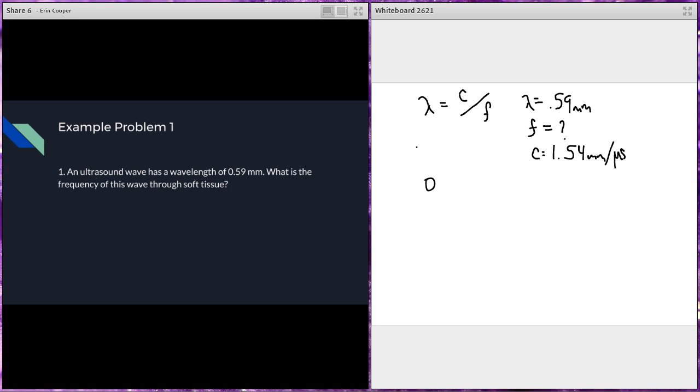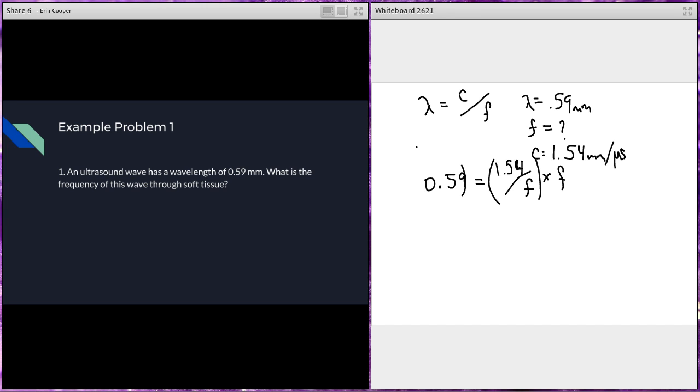So we've got 0.59 equals 1.54 divided by our frequency. Okay, well now we're kind of stuck because the frequency is on the bottom of our denominator. Don't worry, the only thing you have to do to get something from where it is to where you want it to be is to undo whatever it's doing. So right now, my frequency is being divided on this side. So all I have to do is the opposite of division, which is multiplication. So I'm going to multiply by f.